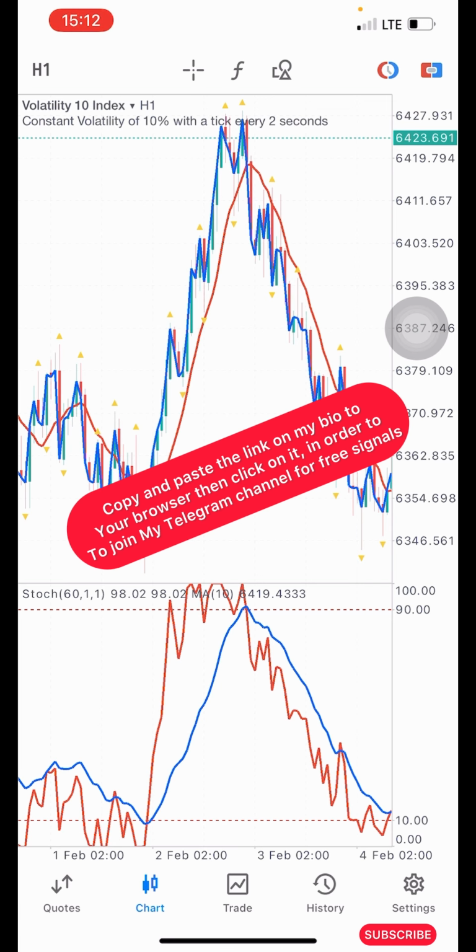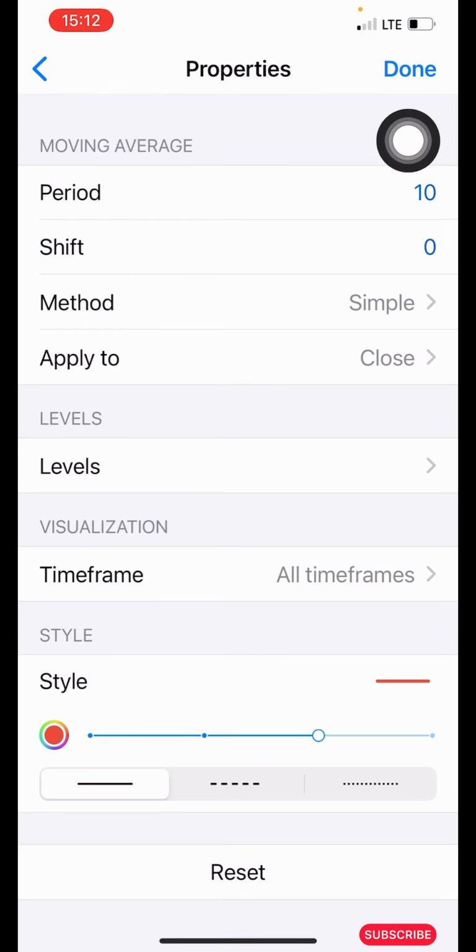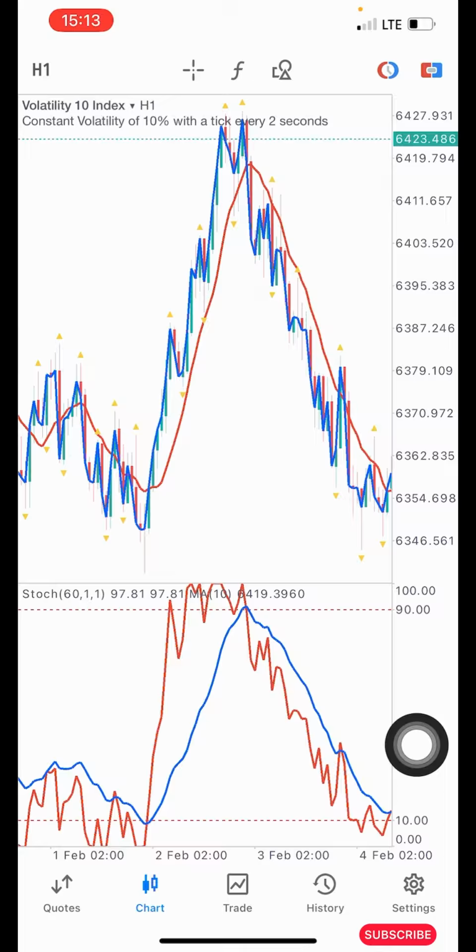The first thing we have to do here is to click on this F icon. After clicking on that, we are going to search for our moving average, which is the first indicator here. You click on this plus icon, you search for your moving average. The period for this one is 10, shift is 0. The method is simple, apply to is close. The level, you leave it as it is, time frame, all time frame. Now on the style, you make it color red, 3 pixel, you click on done.